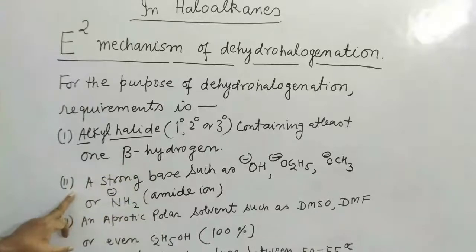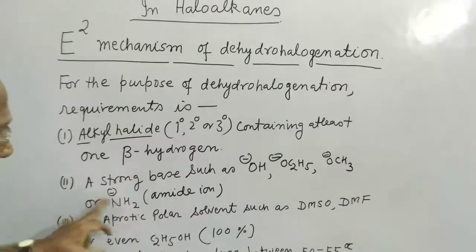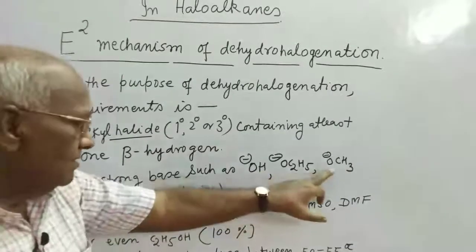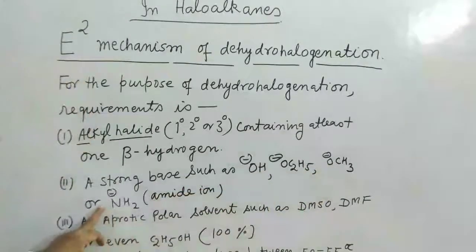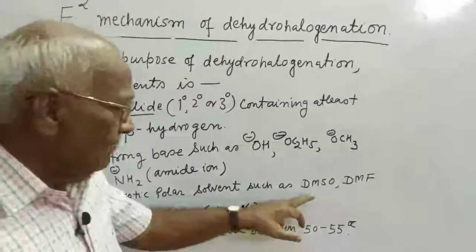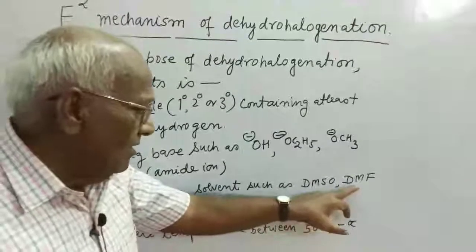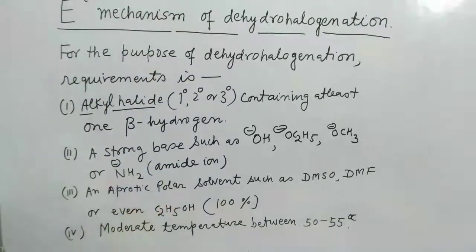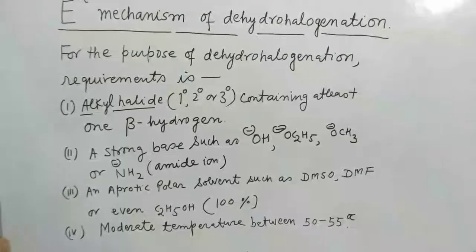Second requirement is a strong base such as hydroxide ion, ethoxide ion, methoxide ion and amide ion. Third point is an appropriate solvent, a polar aprotic solvent such as dimethyl sulfoxide or dimethylformamide, or even 100% ethanol is a suitable solvent for the dehydrohalogenation.